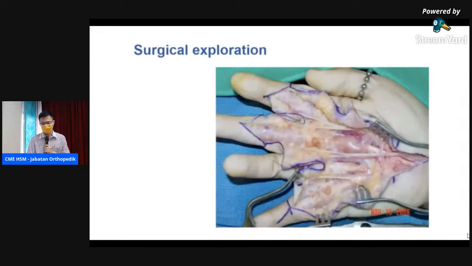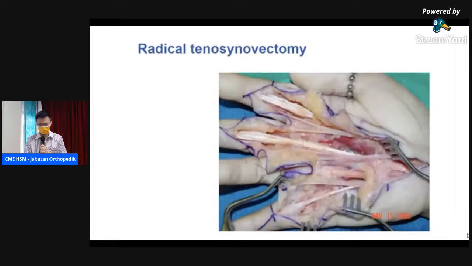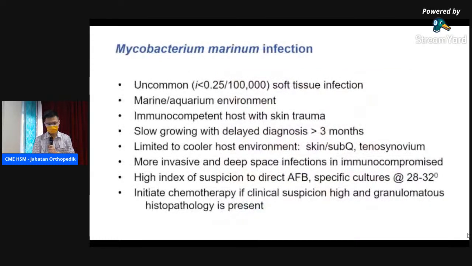And this is what they found intraoperatively. All the synovium is inflamed, swollen, and looks like very small nodules along the tendon sheath. So everything needs to be removed. Every pathological-looking thing needs to be removed. So a very extensive radical tenosynovectomy. Even the tendon pulleys that are involved need to be removed.